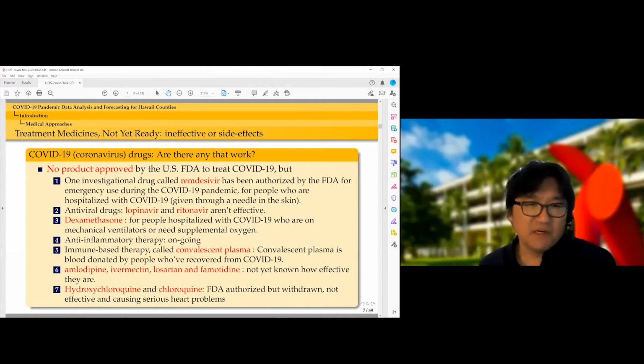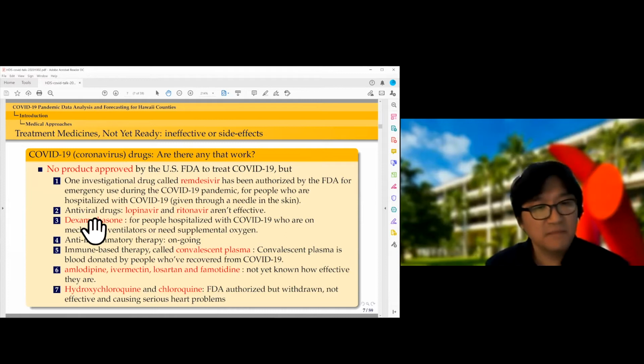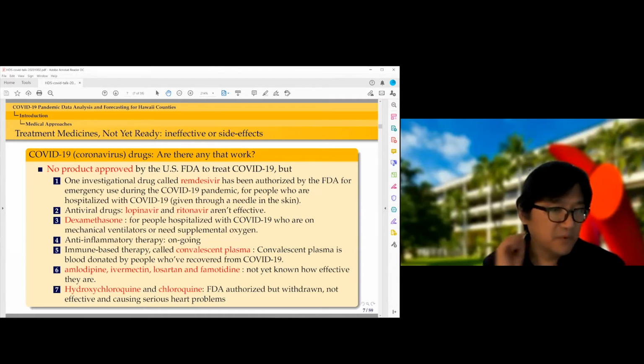But most of them are still just being tried. None of them are actually fully approved, except a few things that are allowed for use in limited cases. For example, dexamethasone is only for patients who need mechanical ventilators or supplemental oxygen. But most of them are not proven, not effective.